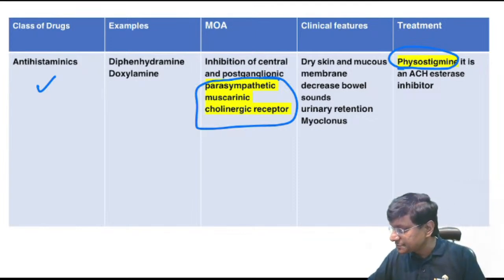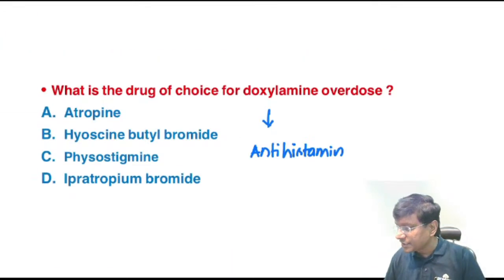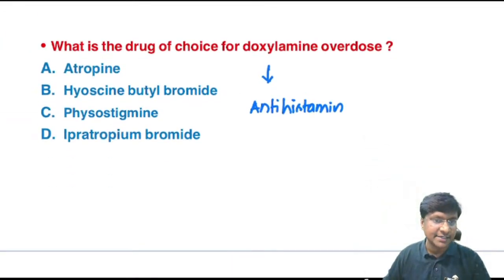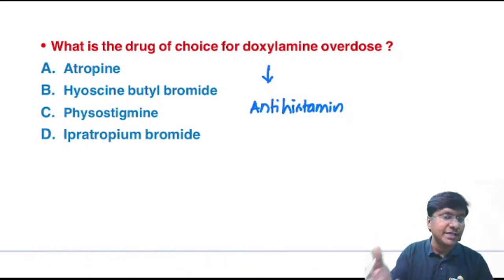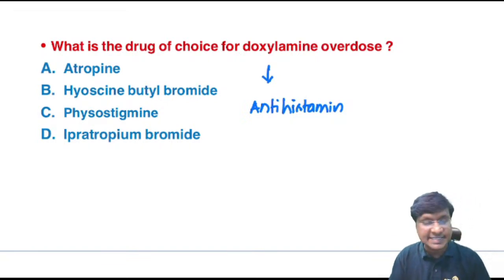Going back to this question now, what is doxylamine? That is an antihistamine. What is this antihistamine doing? It is increasing the anticholinergic activity. But we want the cholinergic activity to be increased as the treatment for antihistamine overdose.